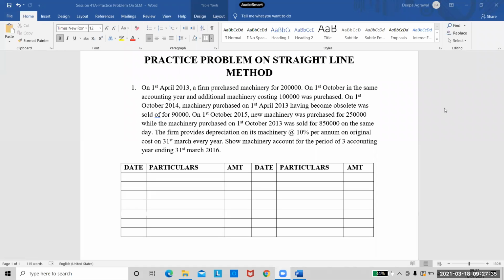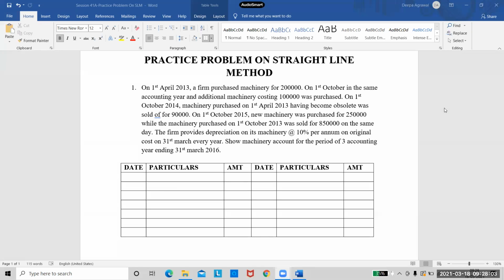So see the question on the screen. I told you yesterday when we are doing the problem on depreciation, first you need to note three important things. First thing is, what is the asset given in the question? Second thing, which year is the firm following? Are they following calendar year or financial year? Third important thing, which type of method of depreciation are they following? So see the question and tell me those three things first.